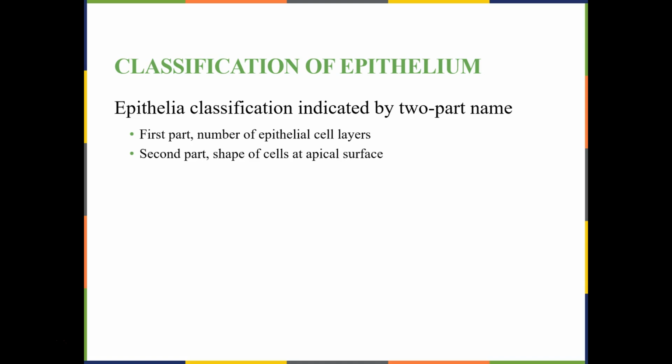So how do we classify epithelium? We first classify it by how many layers it has. So structurally, we look at how many layers, and then we look at what is the shape of the top layer. The top layer of epithelium is known as the apical surface, or the apical layer. The bottom layer is called the basal surface, or the basal layer. If it's one single layer thick, it is simple. If it is multiple layers thick, it is stratified.